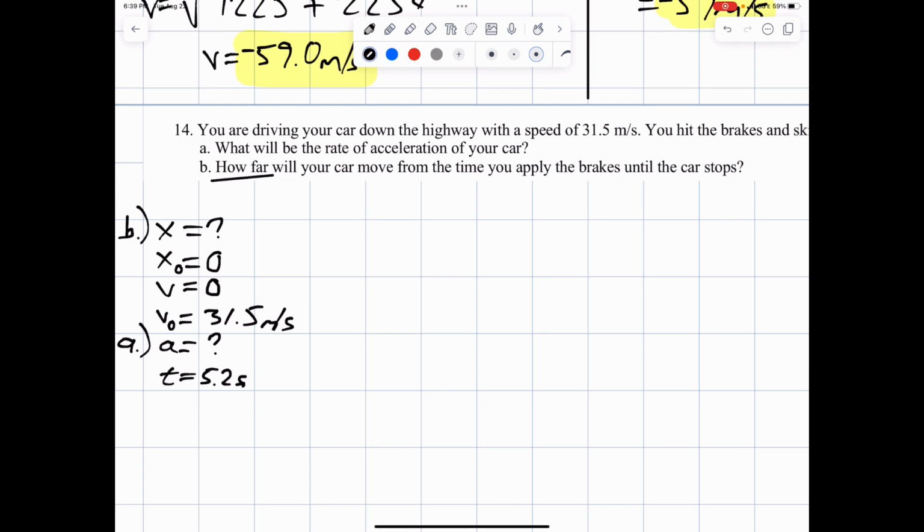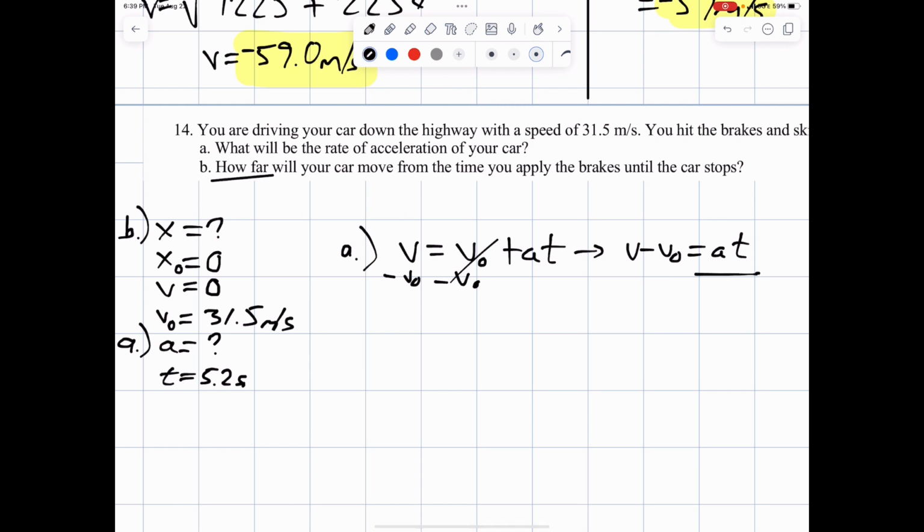Okay, so to find our rate of acceleration, I'm thinking go ahead and use that group of 4 right there, because you know those variables, and looks to me like you could use, well, how about you pause the video and see for yourself? You should have chosen equation number 8. V equals V naught plus A times T. Go ahead and subtract V naught from both sides. V minus V naught equals A times T. Then we will divide by T to get A.